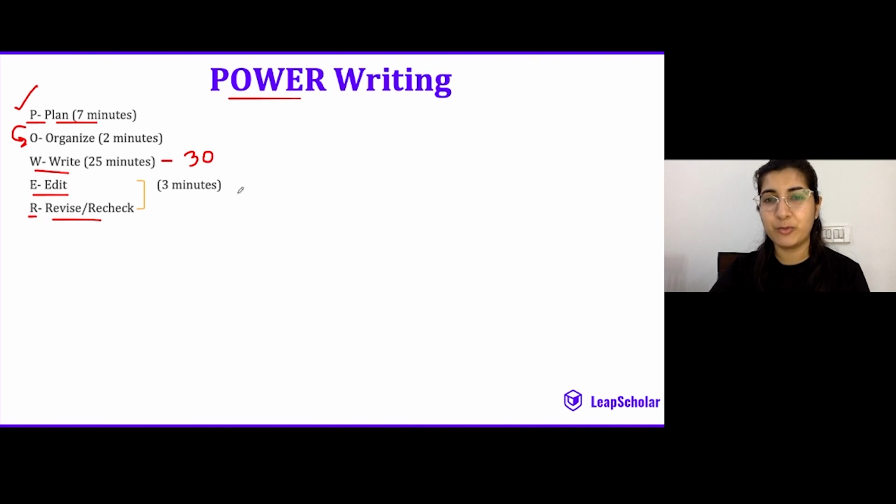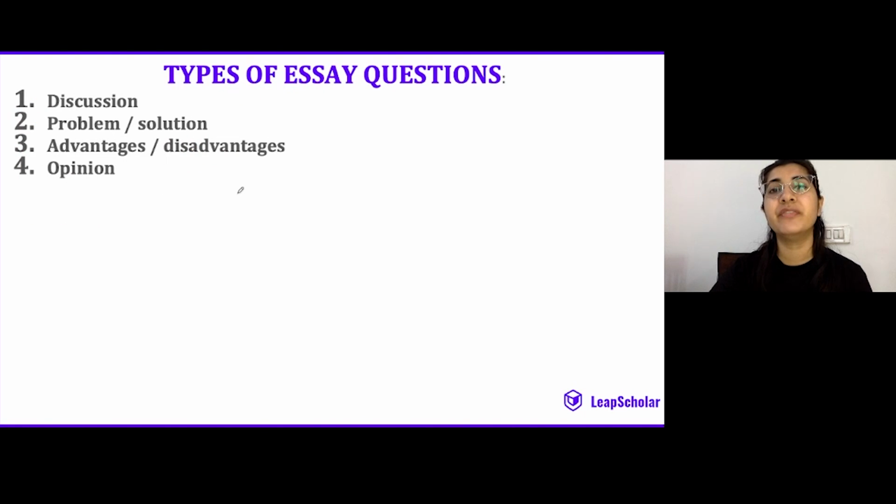Alright, now moving forward, let's look at what are the different types of essays that we have. So in IELTS, you can have 4 types of essays, which is a discussion essay, a problem solution essay, an advantage disadvantage essay, and an opinion essay. Does it sound too complicated?